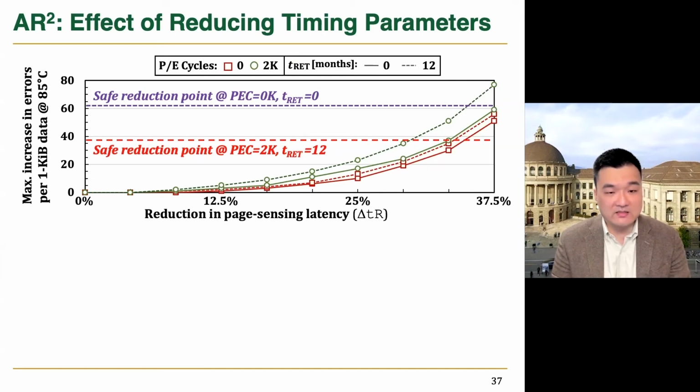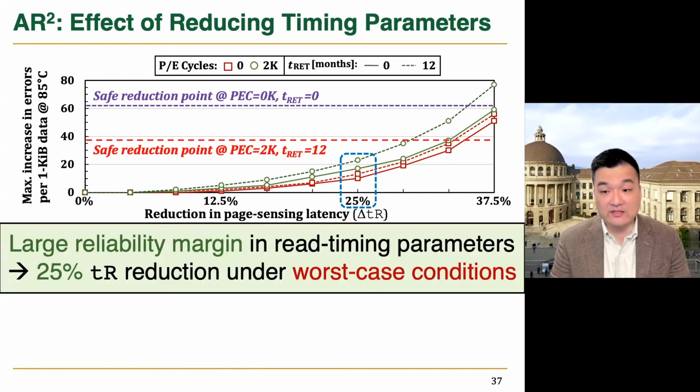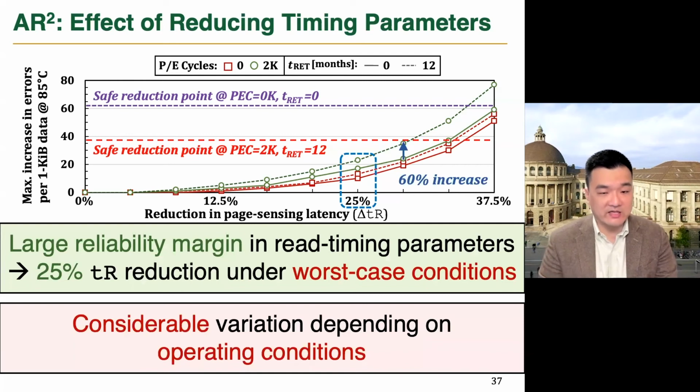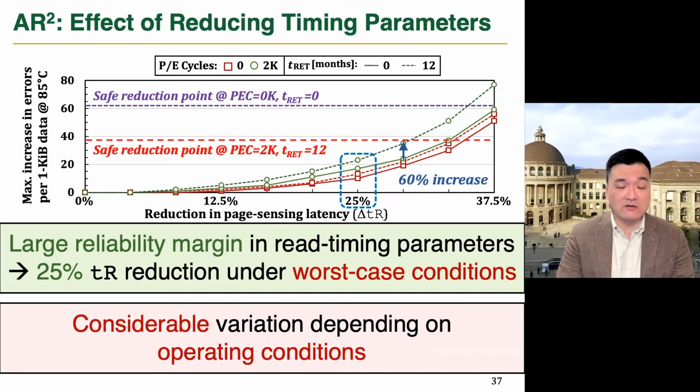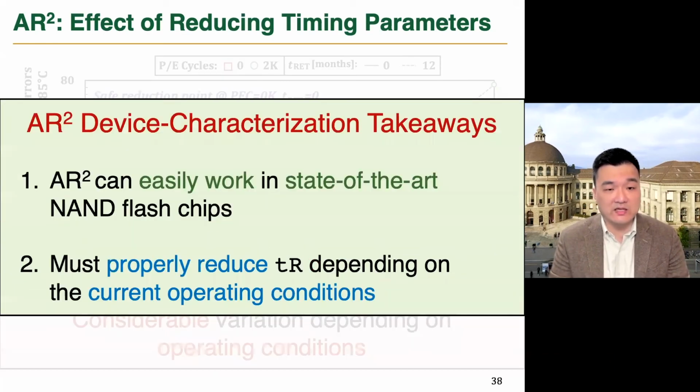As we expected, the second necessary condition for AR scale also holds, as the results show that there is a large reliability margin in read timing parameters, which enables at least a 25% reduction in the page sensing latency even under worst-case operating conditions. We also observe considerable variation in the reliability margin depending on operating conditions. Based on our observations, we confirm that AR scale can easily work in state-of-the-art NAND flash chips since all the necessary conditions are met, but we must properly reduce the read timing parameters depending on the current operating conditions.